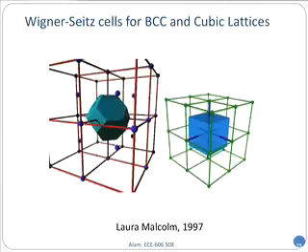For example, you have a center atom. Look at the right one first, the cubic one. So in the green, the center atom, and you can see the neighboring atoms have been connected and bisected by a plane. Instead of a line, it has been bisected by a plane. That's the blue transparent cube that has been generated. That's the primitive cell for this structure.